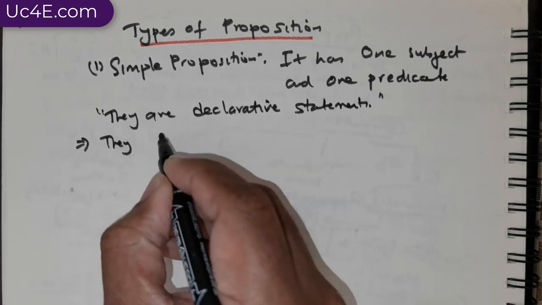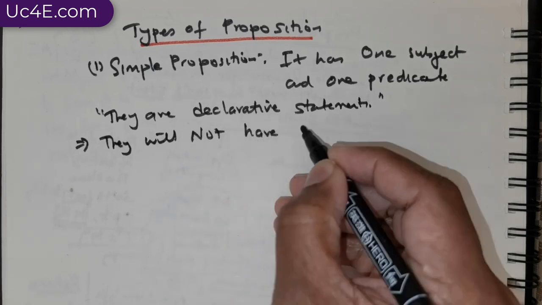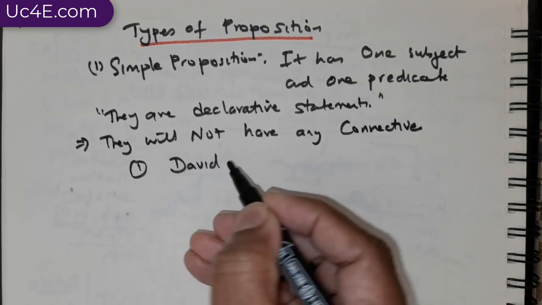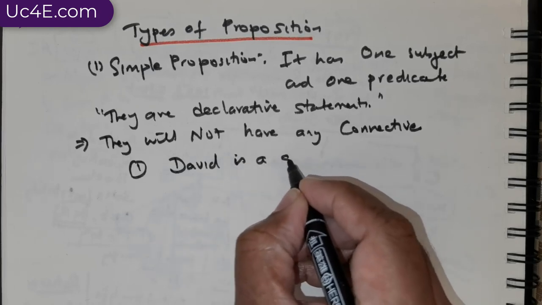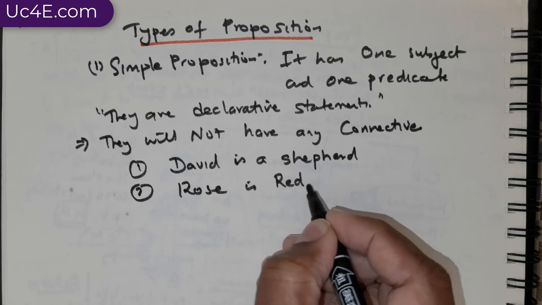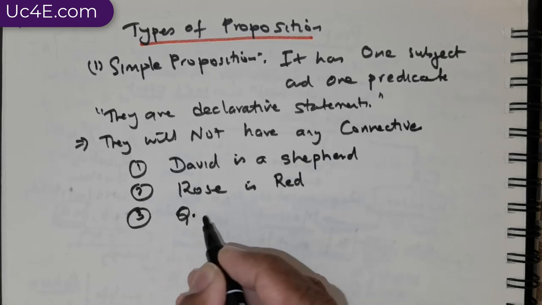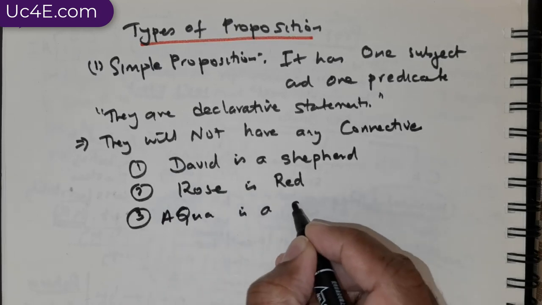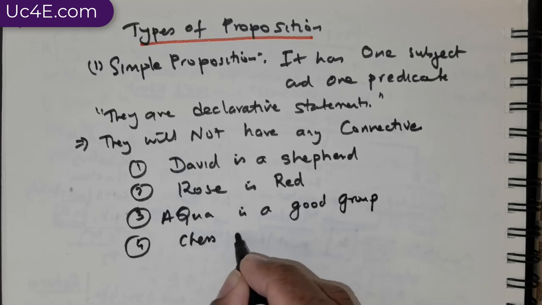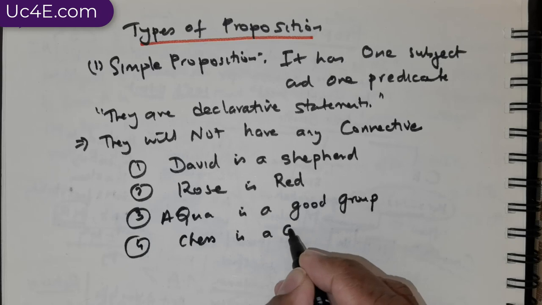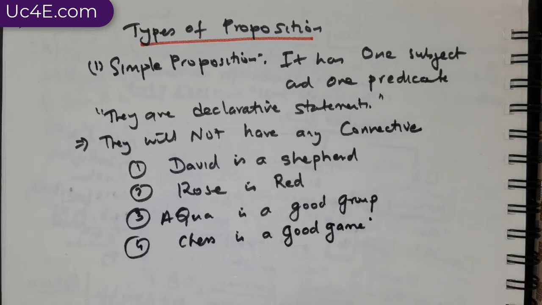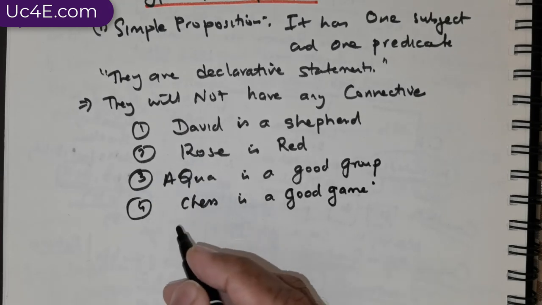It means they will not have any connectives. Best example, David is a shepherd, rose is red, aqua is a good group, chess is a good sport, a good game, or you can use whatever you want. So these are all some of the declarative statements.